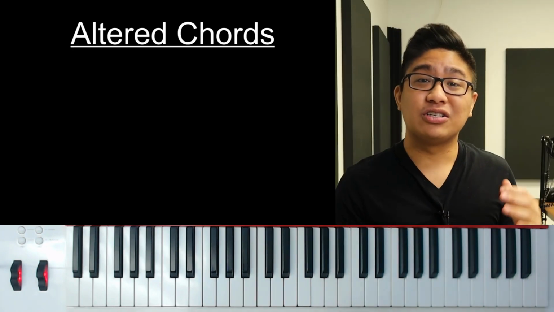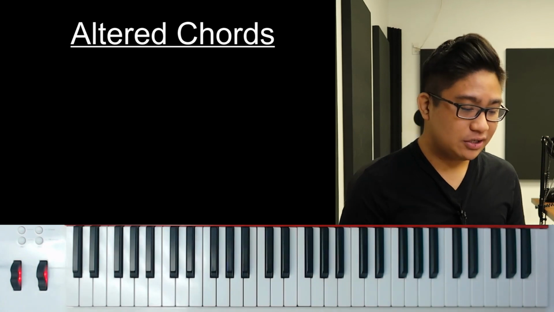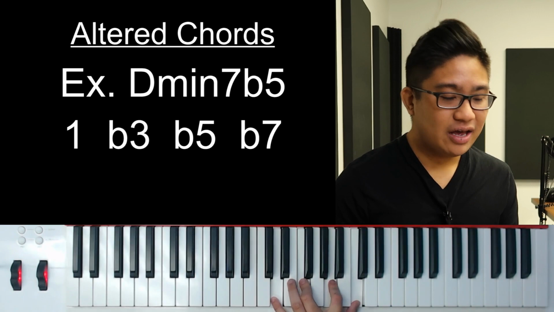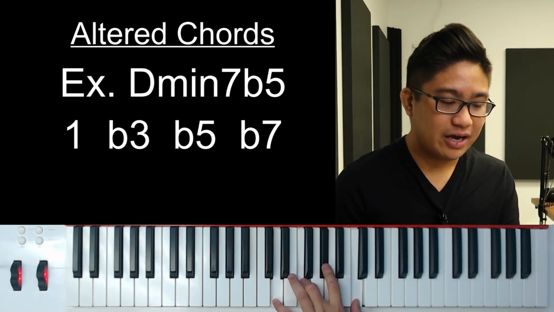A really popular altered chord is the minor 7 flat 5. So let's do this in D. So D minor 7 flat 5. So we start with our D minor 7, and then we take the 5 and we flatten it. And that's our new chord.